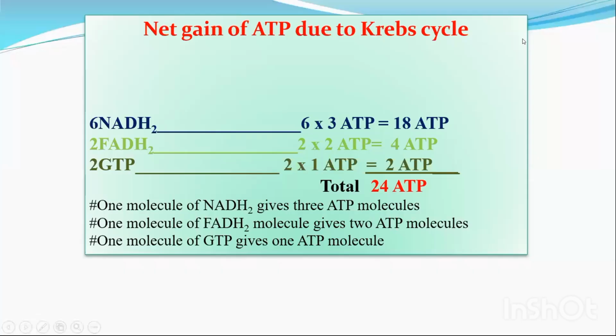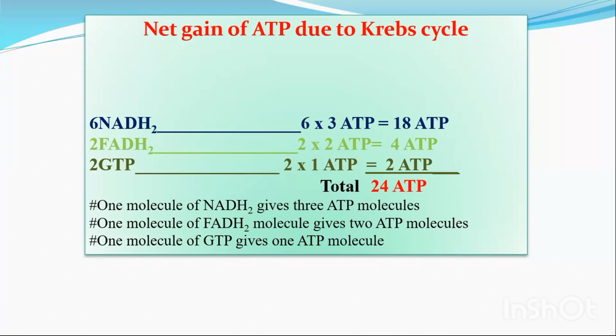Yes. It will be the net gain of ATP during Krebs cycle. How many ATPs are generated during Krebs cycle? Already we know 6 NADH2 are produced. So 6 into 3, it will be 18 ATPs. Then 2 FADH2 are produced. They are converted to 2 ATPs each. So 2 into 2, 4 ATPs.